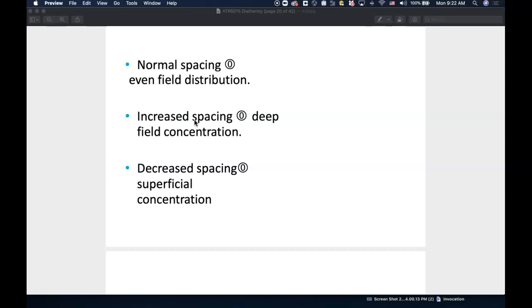Does that make sense? I think that makes sense, right, you guys? Because in electrical modalities, the further the pads are away, what happens? The deeper the electricity is allowed to travel. Guess what? Decreased spacing between the diathermy machine and the patient leads to superficial concentration. So we'll be heating the superficial tissues, just like with the electric modality segment, where we talked about pads that are closer together, the electricity isn't going to penetrate as deep. So these concepts are kind of similar across different devices and different modalities.